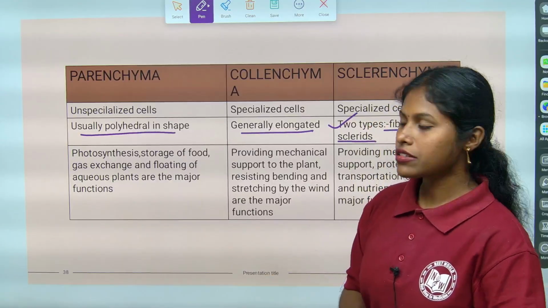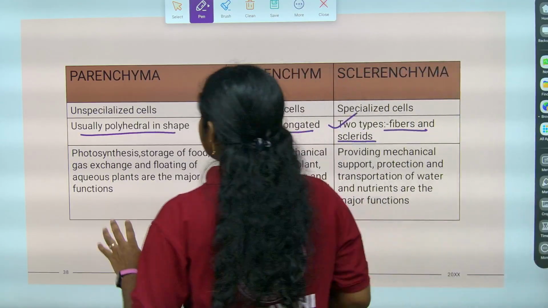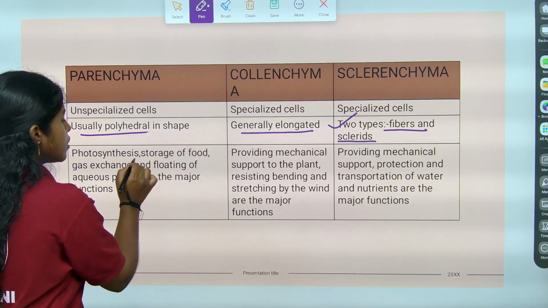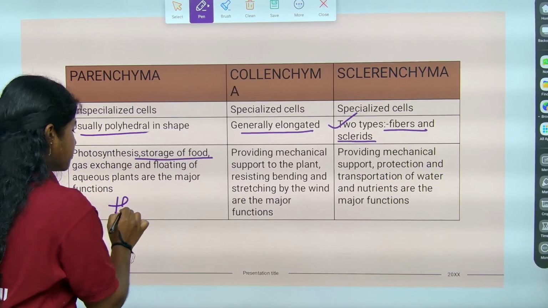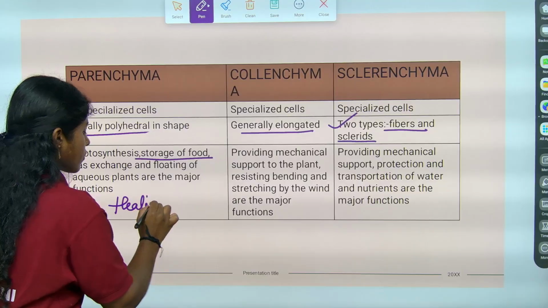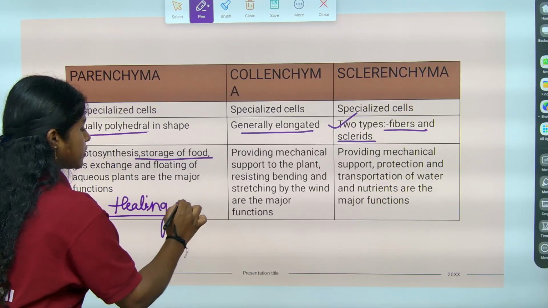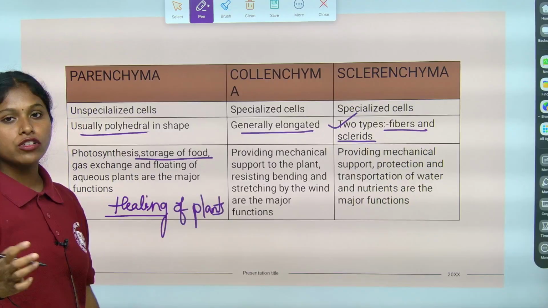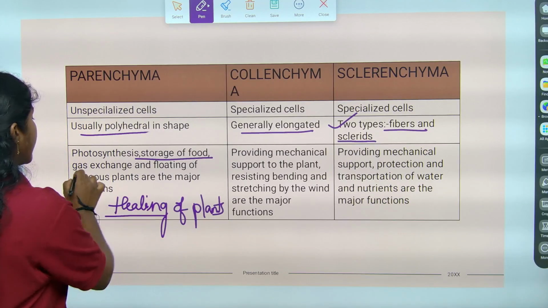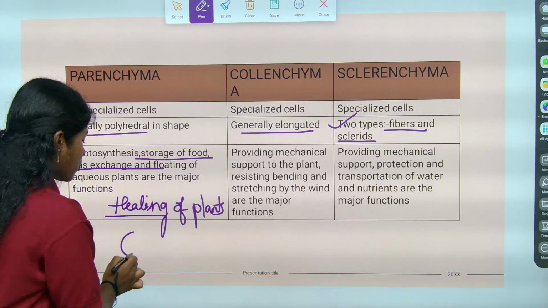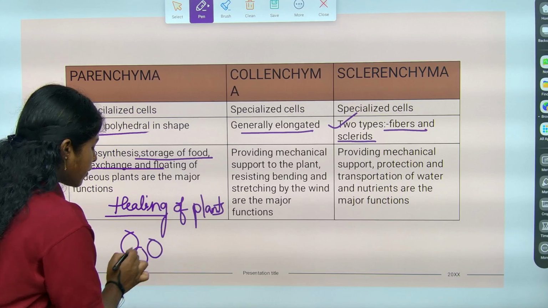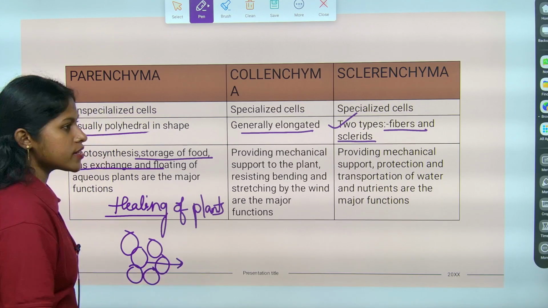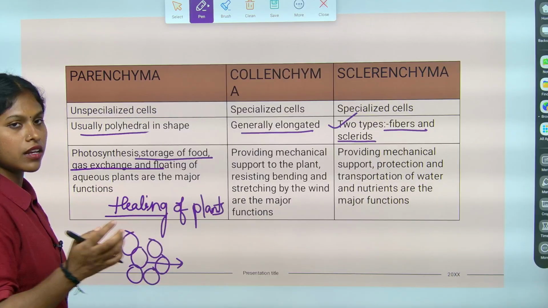See here, mainly the function of parenchyma is storage of food, healing of the plant, and regeneration of the plants, because the parenchyma is a living tissue, children. Gaseous exchange also occurs because they have many intercellular spaces, right? Between the cells there is a space. We call it intercellular spaces, right?